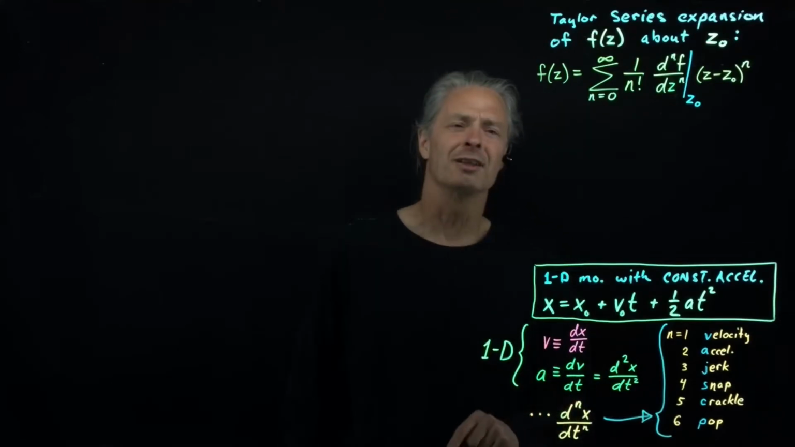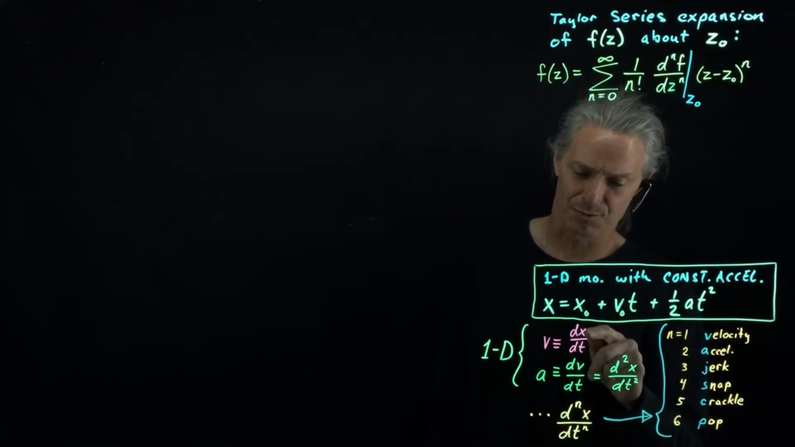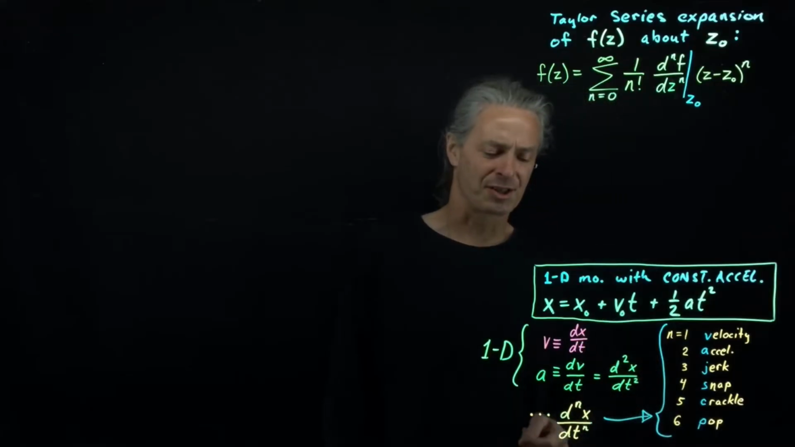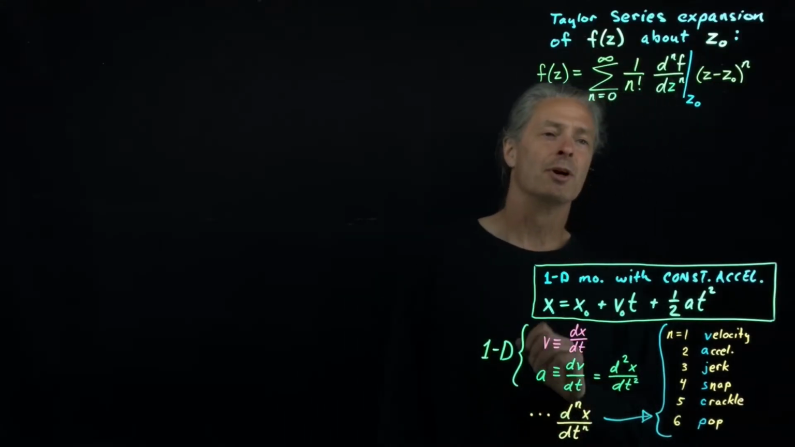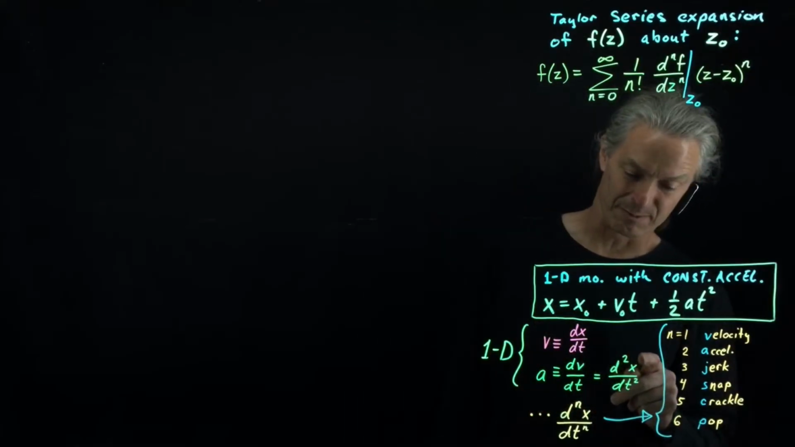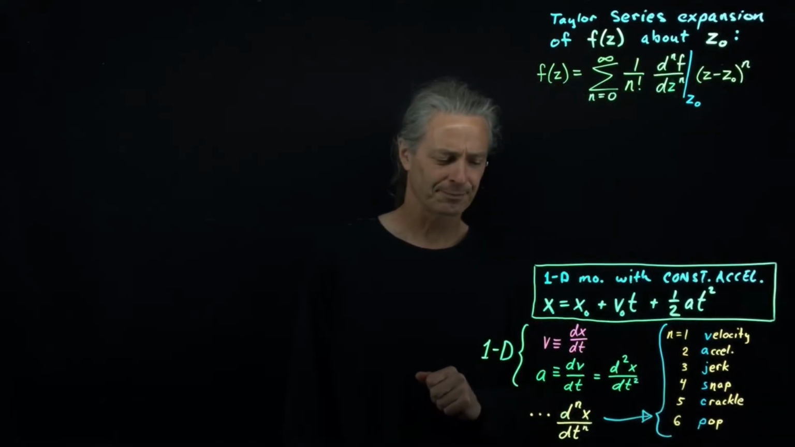Remember that the velocity is defined as the derivative of the position with respect to time, and that the acceleration is defined as the derivative of the velocity with respect to time, which means it's also the second derivative of the position with respect to time.